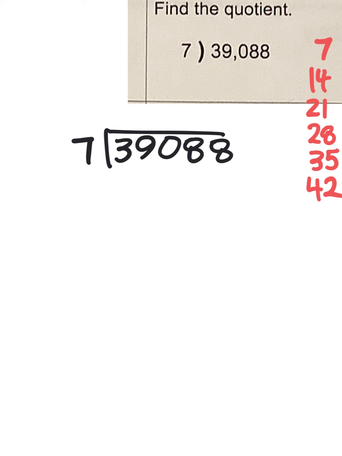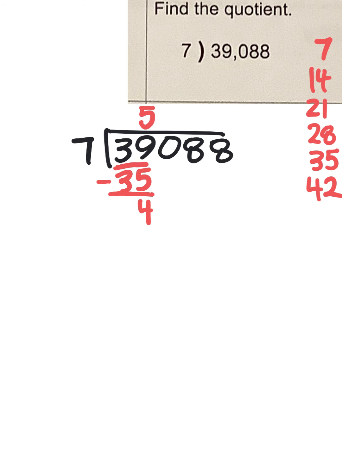So I'm going to start by looking at my dividend and notice this 3. How many times will 7 go into 3, guys? 0. What about 39? 5 times. Remember to line up the place value, Grant, right above that 9. We know that 5 times 7 is? 35. Now it's time for us to subtract. 9 minus 5 is? 4.